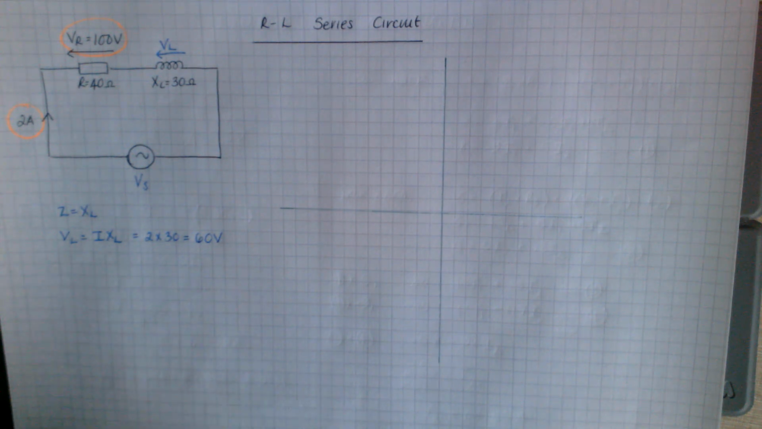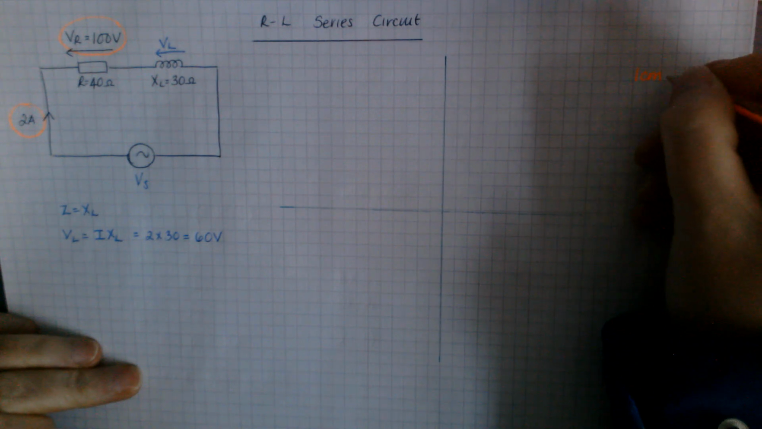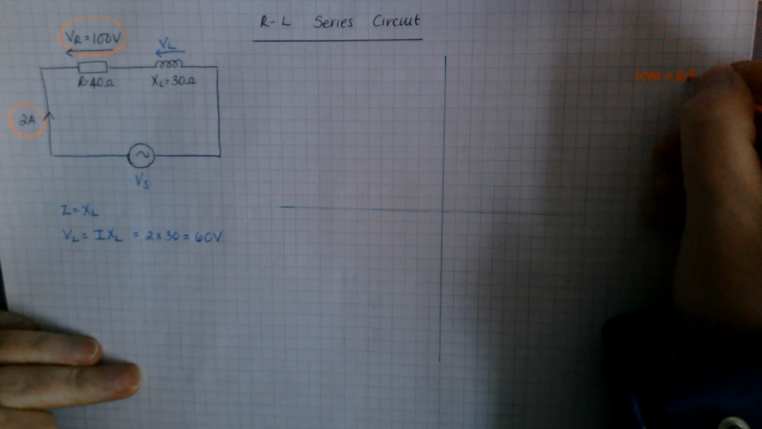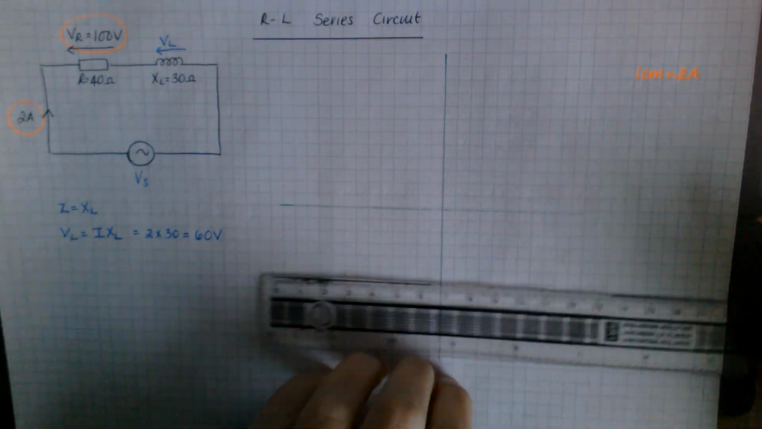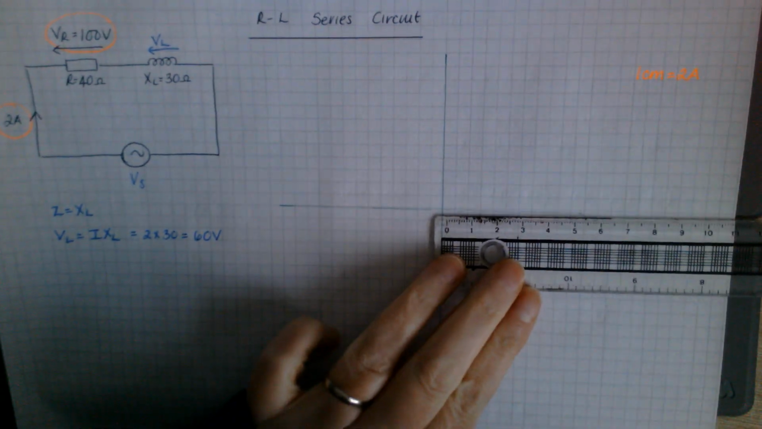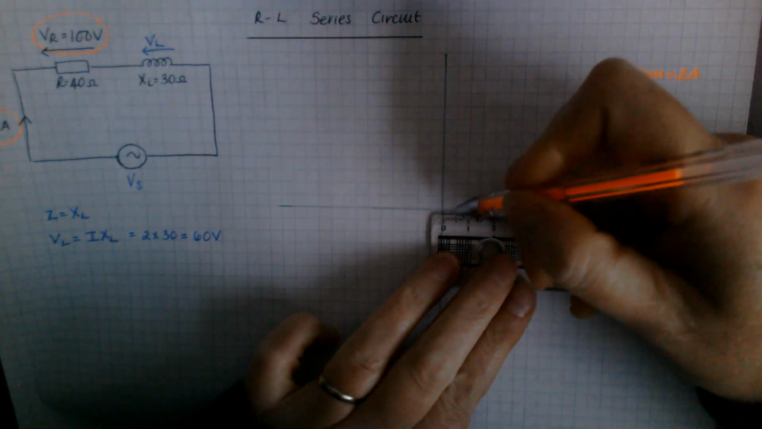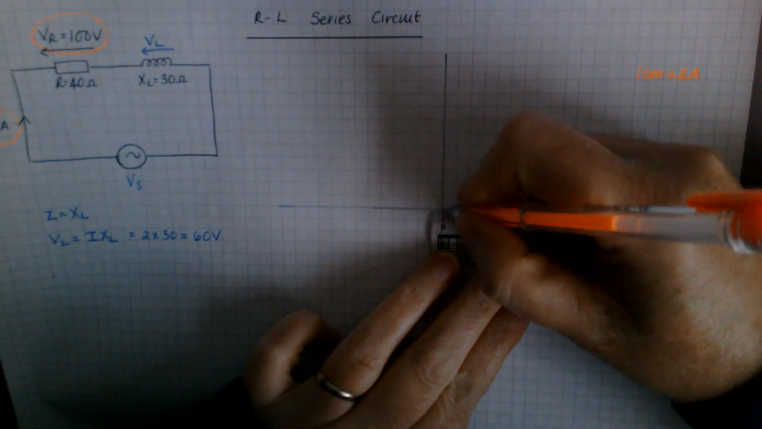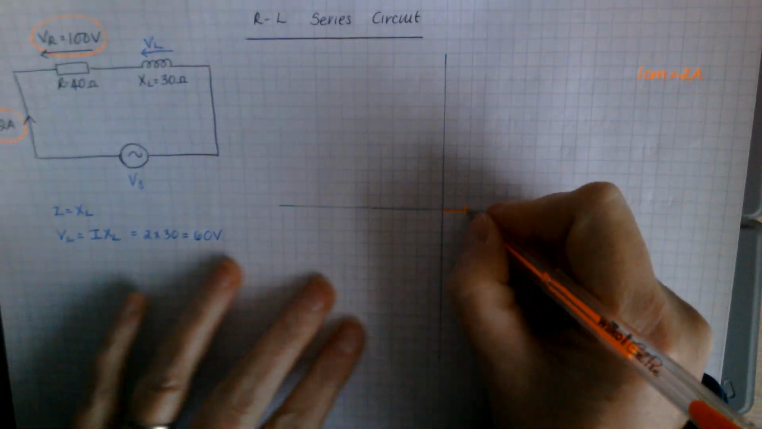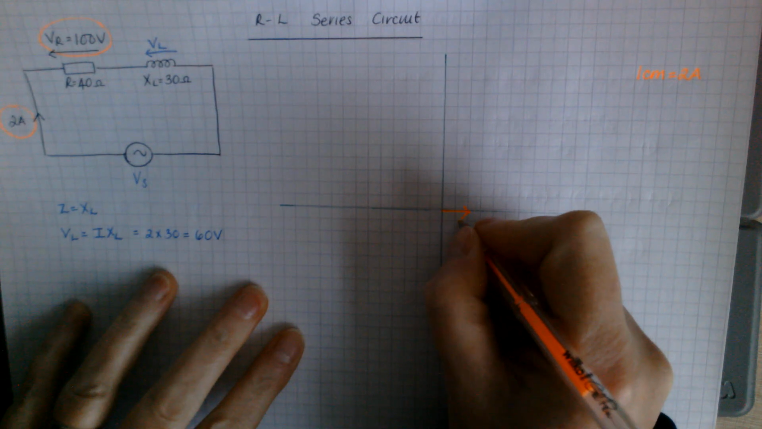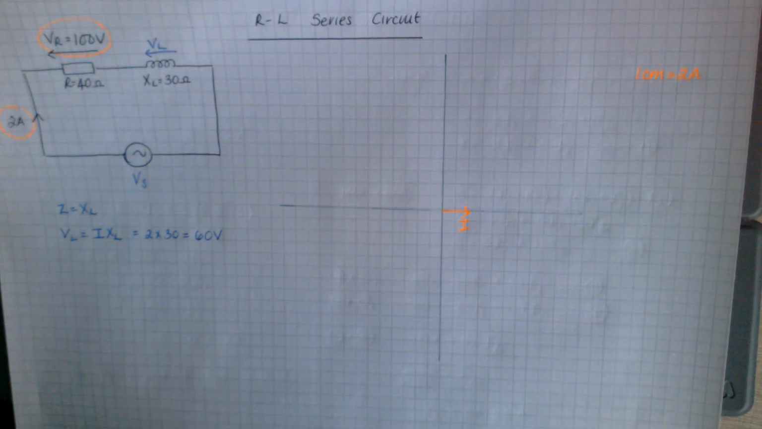So my current 2 amps. So for my current scale, I'll say 1 centimetre is 2 amps. Current always goes in the same direction as well. So 1 centimetre equals 2 amps. Then that is my current phasor in there, matching up with that.